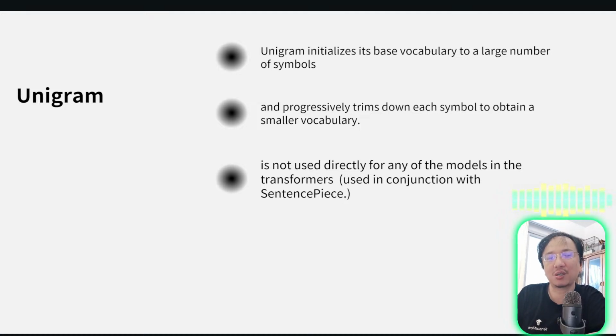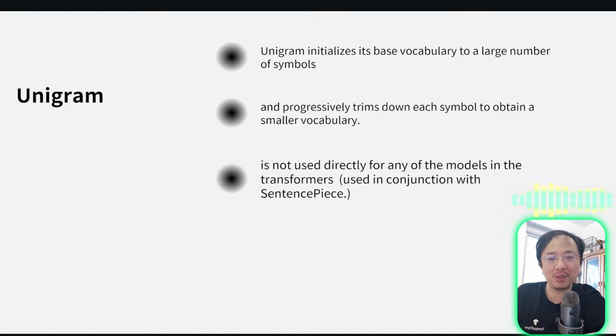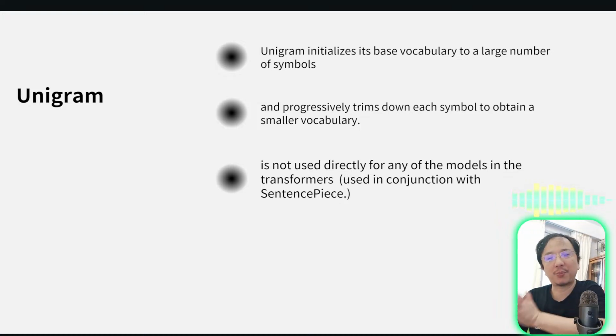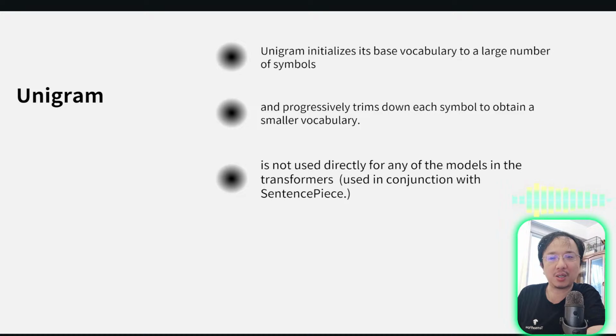So unigram means that by considering the likelihood or the probability of each sentence, we are not considering the relation between the tokens. We are only considering the probability of tokens separately. So that's why we call it a unigram. But we still need an algorithm to construct the dictionary.